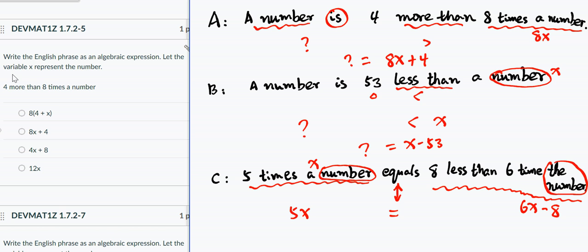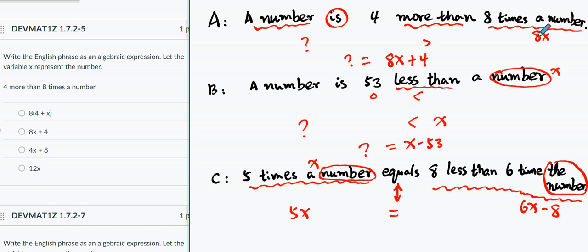Here we have 4 more than 8 times a number. What is that number? That number is 4 more than 8 times a number. So if we do not know this number, we may use a question mark. That's 4 more than 8 times a number. 8 times a number, you may write 8 times x. So this number, question mark, is more than, means what?